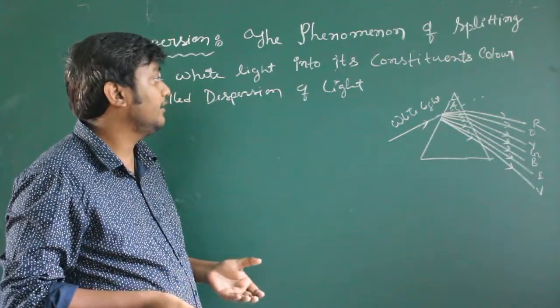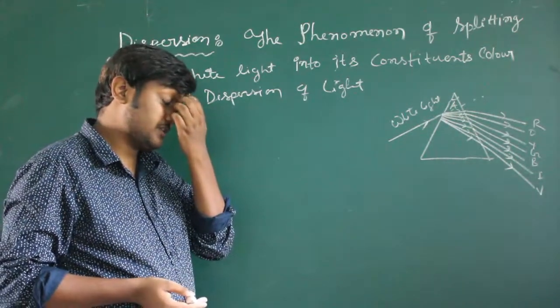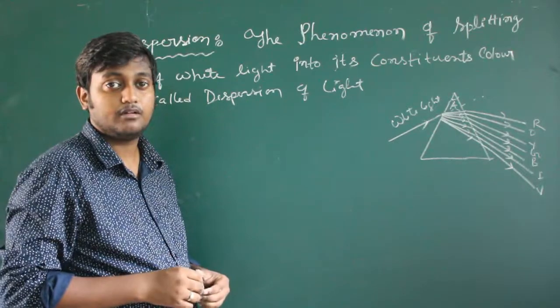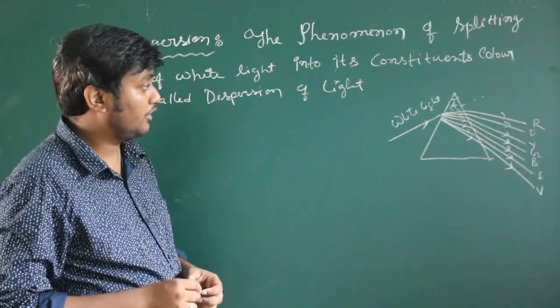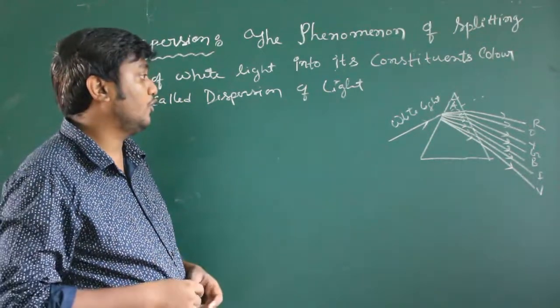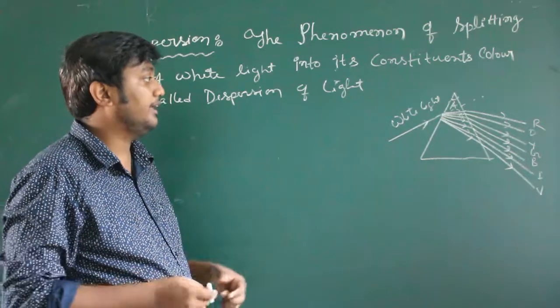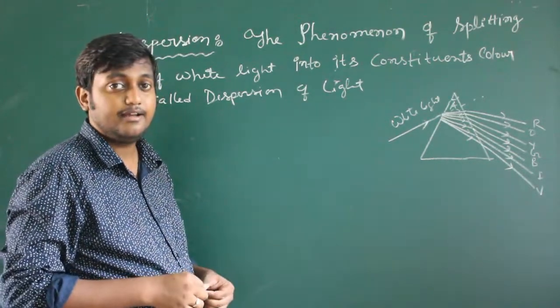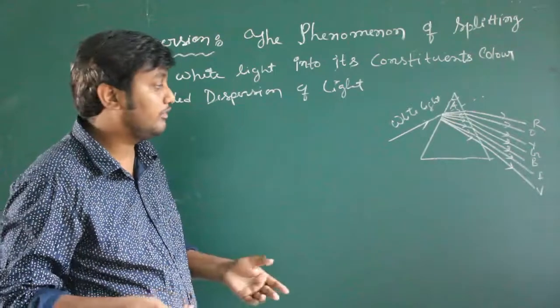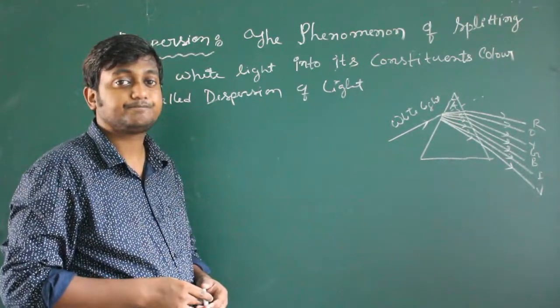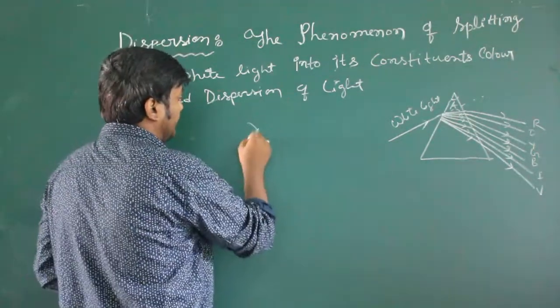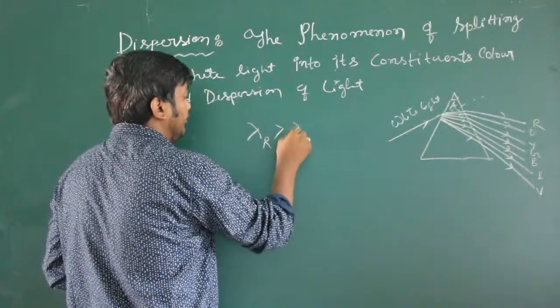Now why does dispersion occur? First of all, we know that the wavelength of red light is much greater than the wavelength of violet light.